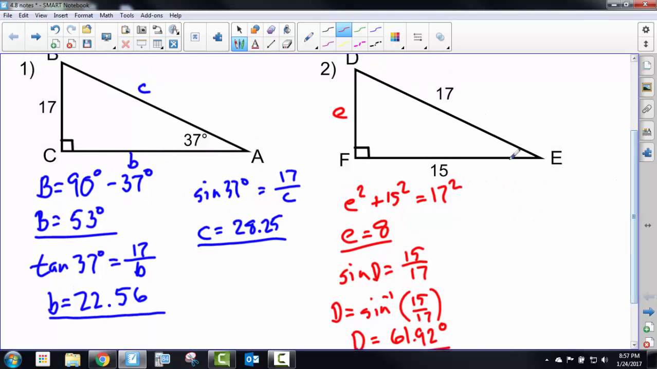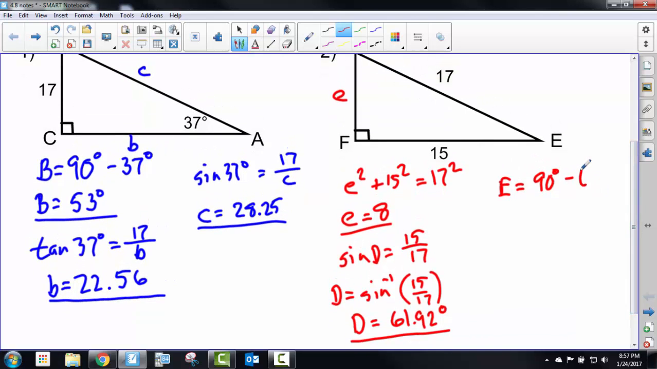There are many ways you could find the other angle. One would be to do an inverse cosine of 15 seventeenths. You could also use this side e and use either the tangent or sine functions. There are probably other ways too, but perhaps the simplest would just be to say, we know the angles E and D have to sum to 90, and we just found D to be 61.92. So I'll just use the number in my calculator and subtract it. When I do that, I'm getting 28.08 degrees.